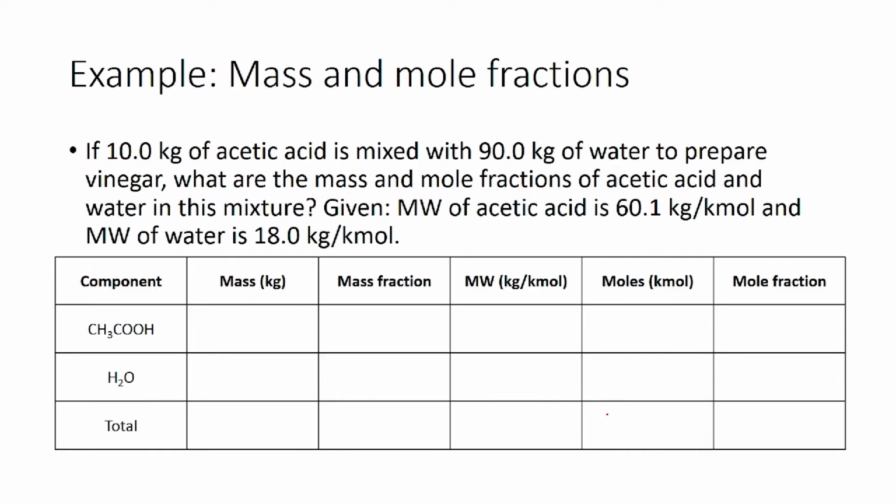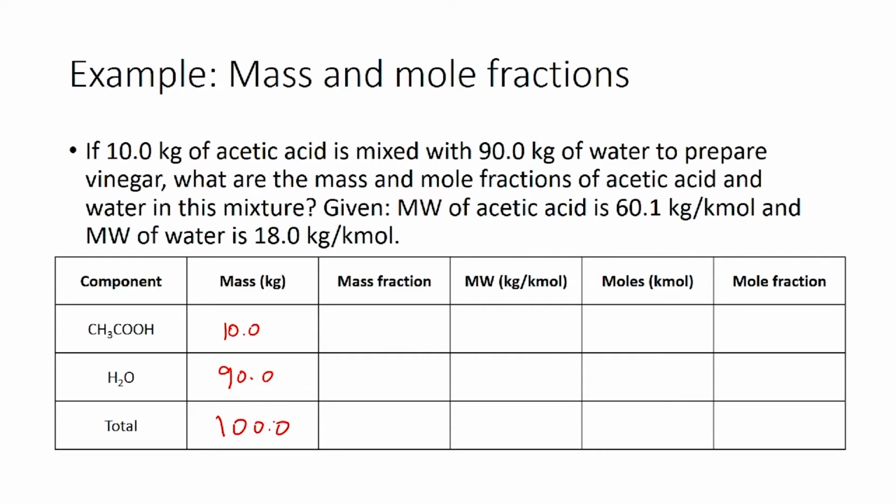The fourth column is the molecular weight which has been provided to us. Based on the molecular weight and the mass we can calculate the number of moles, and based on this we would be able to calculate the mole fraction. So, the problem statement gives us that 90 kilograms of water and 10 kilograms of acetic acid are mixed. So, this term would be 10.0 and this would be 90.0, giving us a total mass of 100 kilograms.